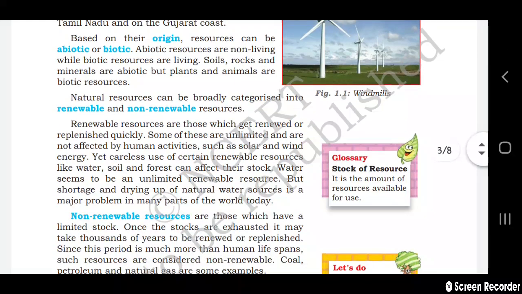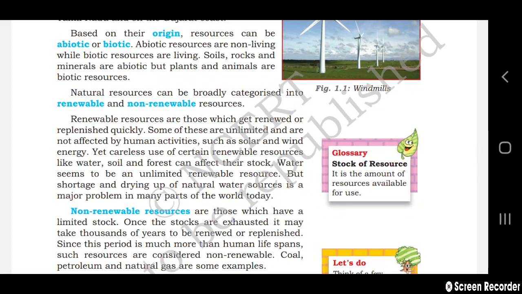Based on their origin, resources are classified as abiotic or biotic. Abiotic resources are non-living, while biotic resources are living. Soil, rocks and minerals come under abiotic because they are not living, but they are resources. Plants and animals are biotic because they are living, and they are resources for us because they give us air and other natural resources.